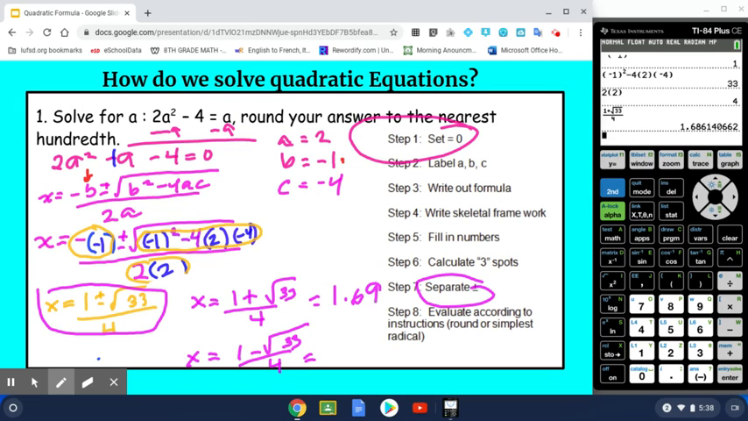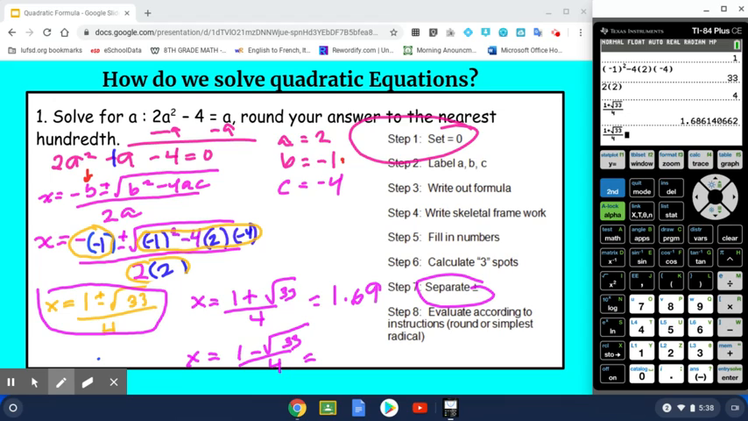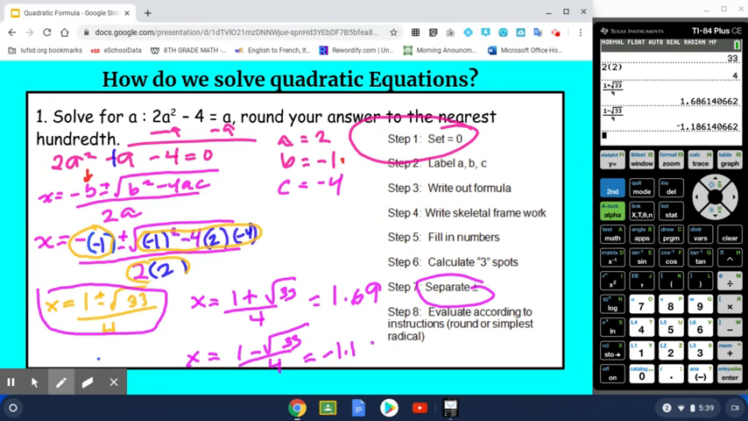Now the next one, I'm going to copy and paste it because I just have to do the subtraction of the other one. So copy, press enter, paste it, and then I go over and just push my minus in between it, press enter, and I get negative 1.186140662. Rounded to the nearest hundredth would be negative 1.19. So that's how you would do number one, solving using the quadratic formula.